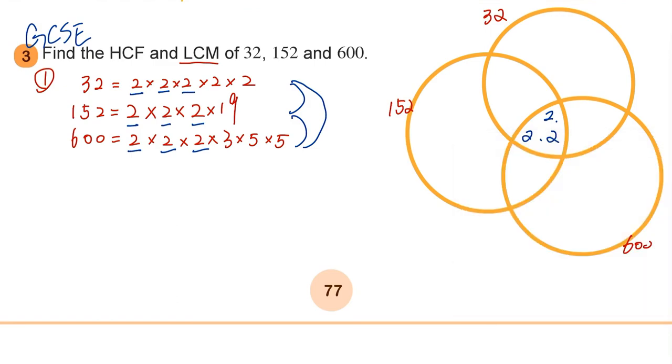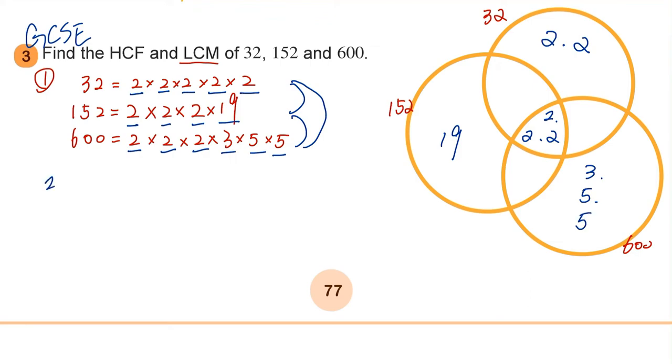Therefore, for the 32, I'm going to put the rest of the 2 2's in its own circle, which has no intersection with other circles. And then for 152, with a 19, I'm going to put it here. And for 600, I'm going to put the 3, 5, 5 in the right place. Okay, so now I have done the Venn diagram.